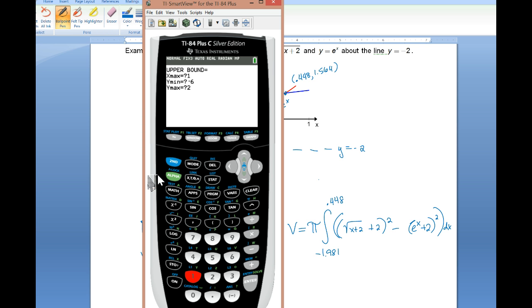Let's see, upper bound, I think I have some issues with my calculator. You should be able to enter both of them. I don't know why I couldn't. There we go. So it'll shade it in.